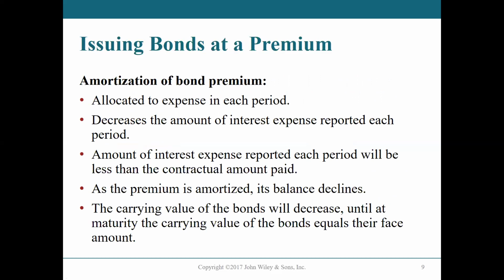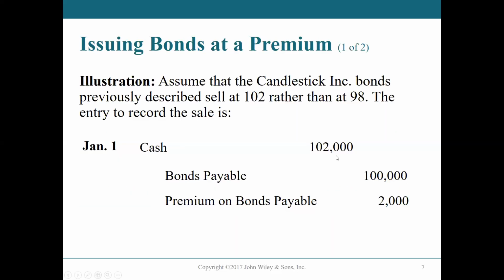So what we do is we take that same $2,000 and divide it by the useful life, in this case 5 years, so $400 each year. We're going to debit the premium on bonds payable account $400 each year, and credit the interest expense account.